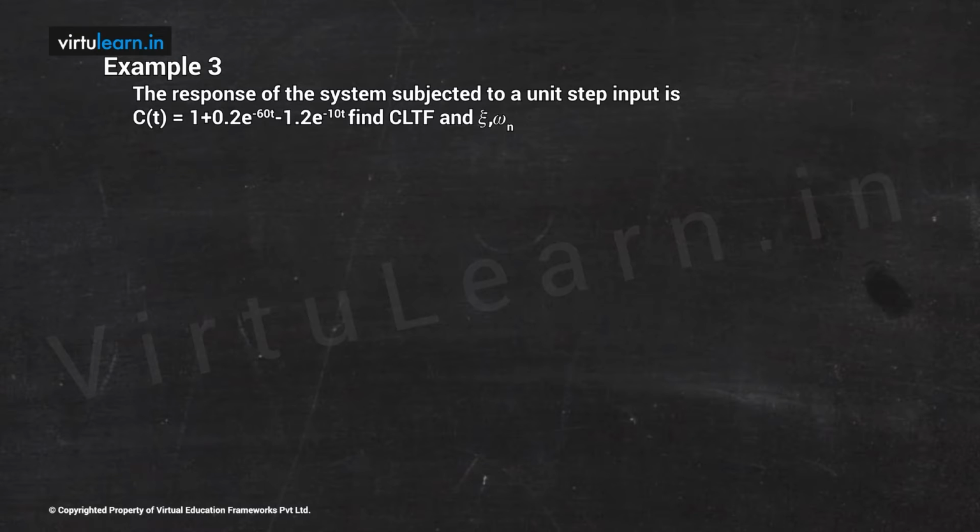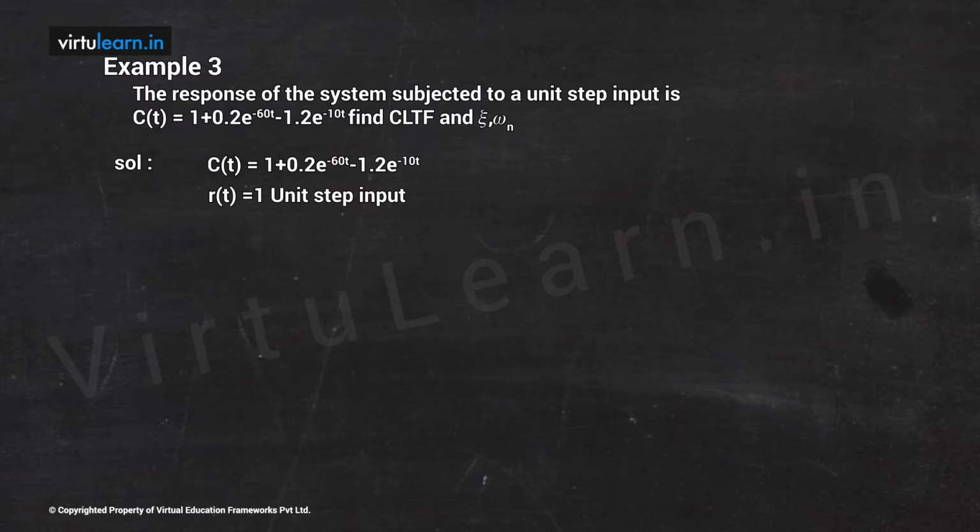So in this problem, the experiments are done and measurements are taken, and those measurements give the information of the output response as C of t is 1 plus 0.2 e power minus 60t minus 1.2 e power minus 10t. Once the response is available, we know the input, which is unit step. So from these two pieces of information we can find the closed loop transfer function, and from that we can find the damping ratio as well as the undamped natural frequency.